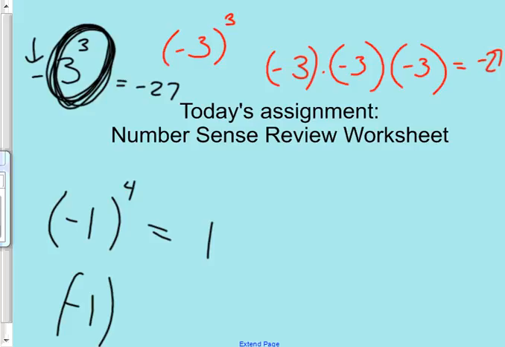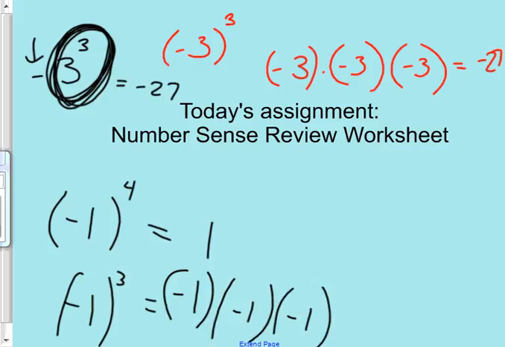If it was to the power of 3, let's start with what it means. It means -1 times -1 times -1. Yes. If there's 3 of them, then the answer will be negative. If there's 4 or 6 or 8 or 10 or any even number, they'll all cancel each other out and it'd be positive. So this one would be -1.